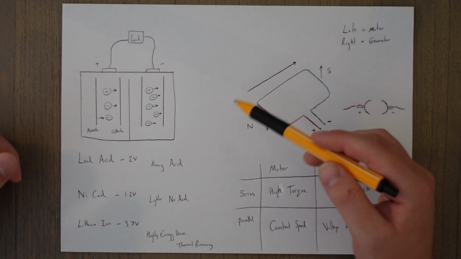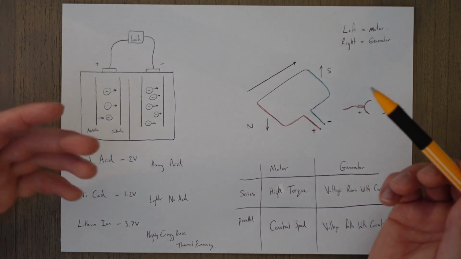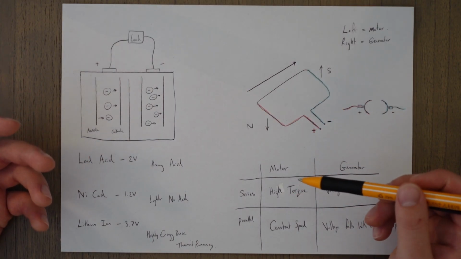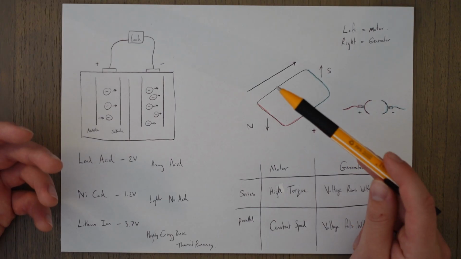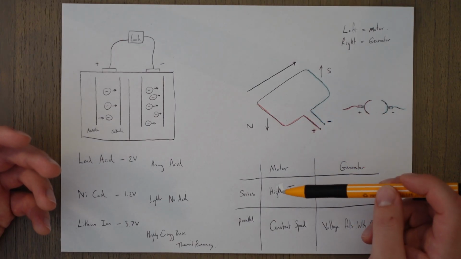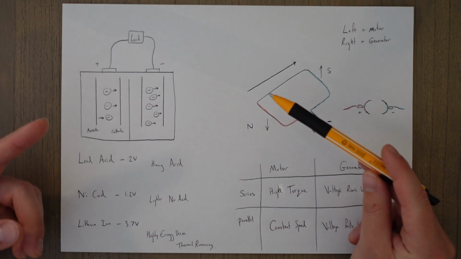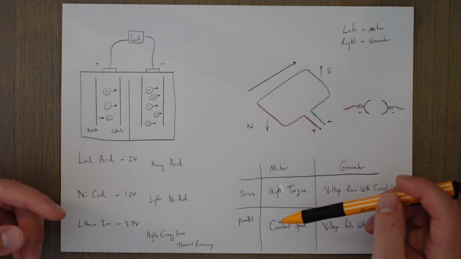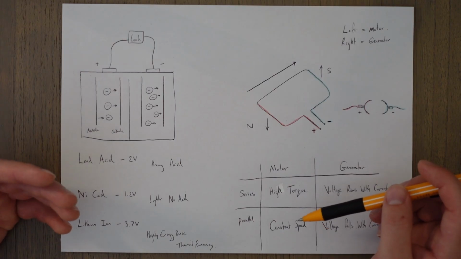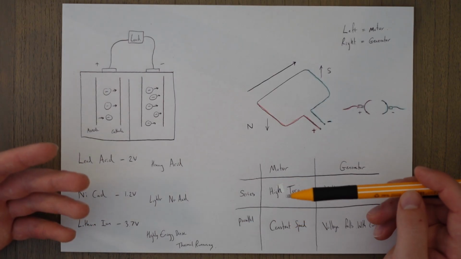To generate the electrical field in the stator, we can use electromagnets. And in a motor, if we wire that electromagnet in series with the rotor, we get a high torque output. And if we do it in parallel with the rotor, we get a constant speed output. Or we combine them and get the benefits of both.